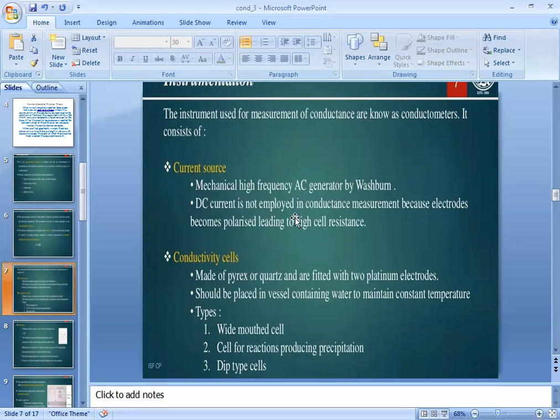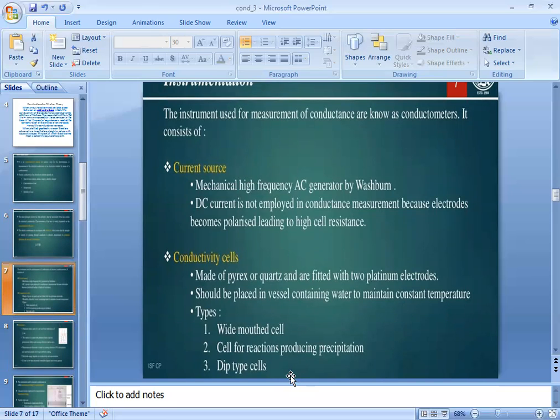DC current इसमें नहीं use होता है because electrodes being polarized, leading to high self resistance. Now conductivity cells जो है, these are made up of pyrex or quartz, and they're fitted with two platinum electrodes that should be placed in a vessel containing water to maintain constant temperature.